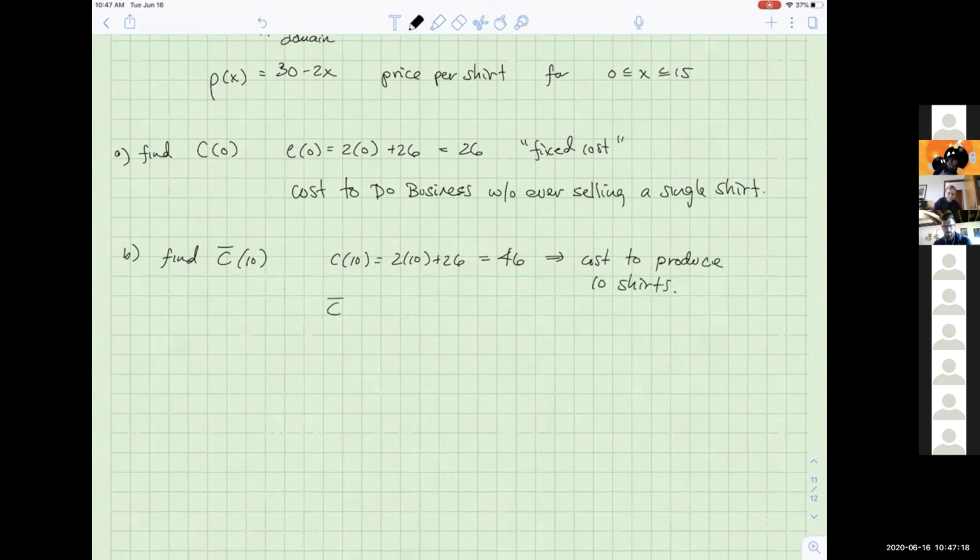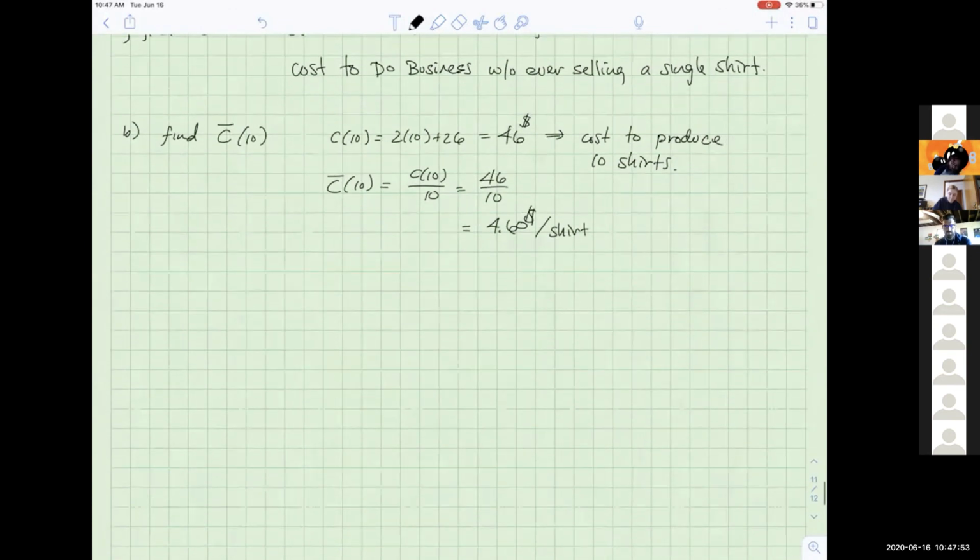However, C bar of 10 is C of 10 divided by 10, which is 46 divided by 10, which is 4.6 or $4.60. That is to say, the cost to produce 10 shirts is $46. So this is price per shirt. It's $4.60 per shirt. That's the average cost of each shirt when I produce 10 of them. Yeah? Is everybody okay? So far, so good? Okay. C.